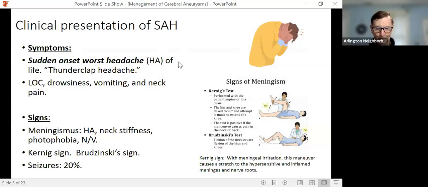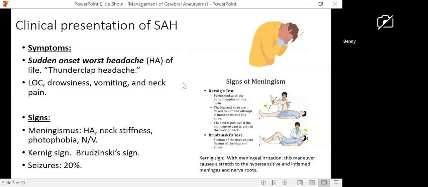Yes. Okay. So, clinical presentation of subarachnoid hemorrhage. The classic sign is the sudden onset worst headache of the life, or a thunderclap headache. That is a major clue that someone is having a brain aneurysm rupture. Other signs, the patient may lose consciousness, be drowsy, vomit, have severe headache or neck pain. The signs that we see in the hospital, people have meningismus signs. That just means you have headache, neck stiffness, nausea, vomiting.